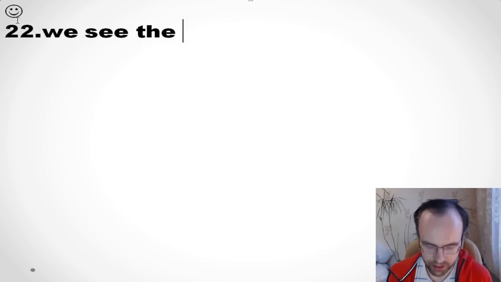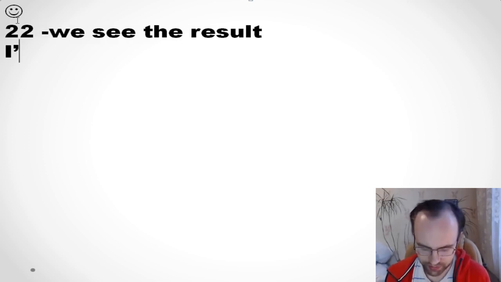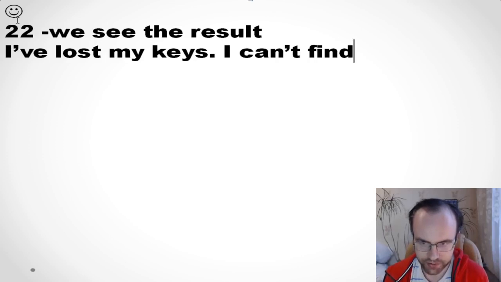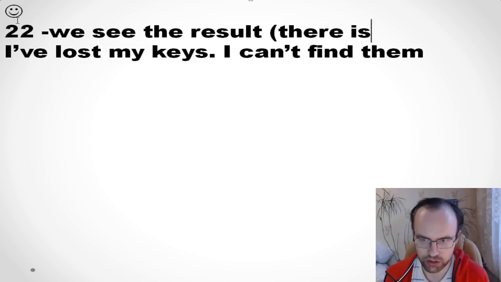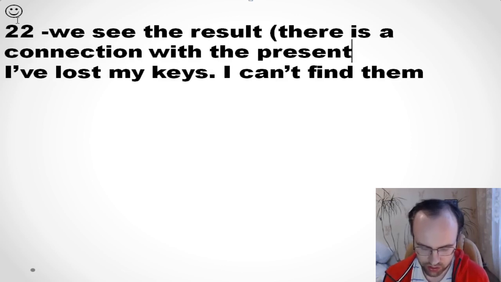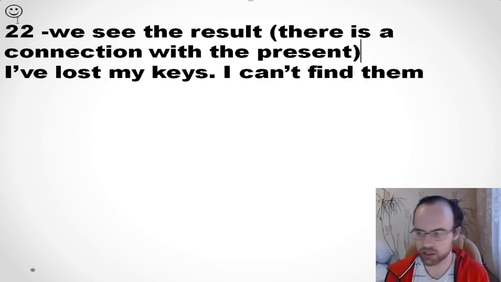So number 22, when we see the result. For example, what does it mean? I've lost my keys. I can't find them. So we see the result. There is a connection with the present. And we say, I've lost my keys. Really? Where are my keys? I've lost my keys. I can't find them.